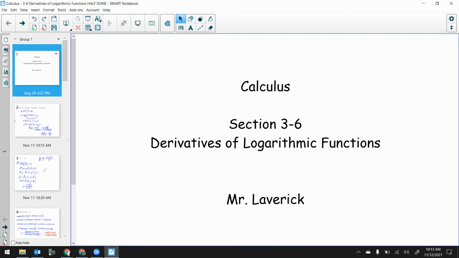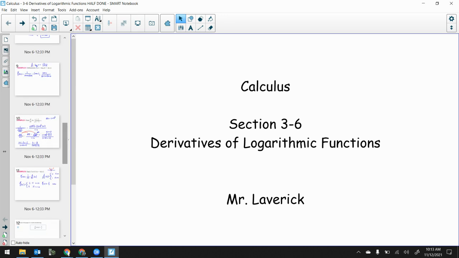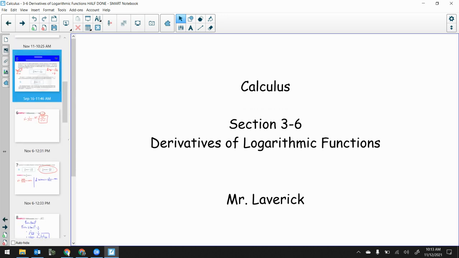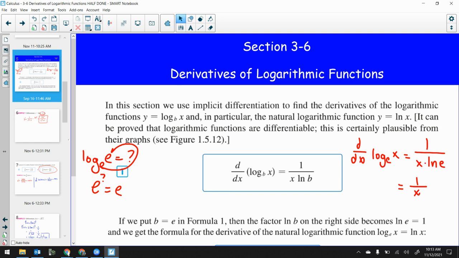All right, so this is day 2 of section 3.6, derivatives of logarithmic functions. Let's recap what we did yesterday. Remember that the derivative of log base b of x is 1 over x ln b, where b is just any base. Base 10, base 7, base 2: 1 over x ln 7, ln 2, ln 10.